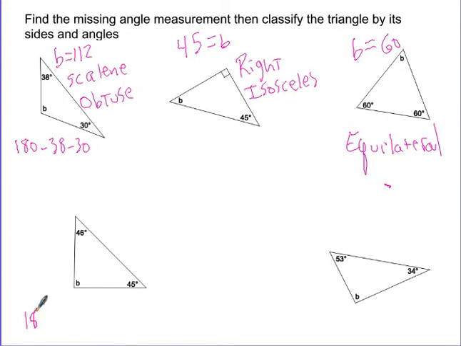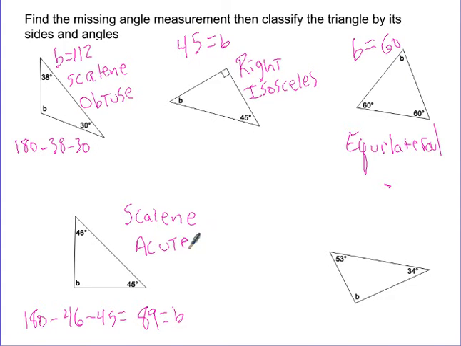All right, what's 180 minus 46 minus 45? 89. B equals 89, okay? Which means we've got scalene acute, because it's less than 90. And then, can you have a right angle where the other two aren't 45? You can, but it can't be right isosceles. It would be right scalene.